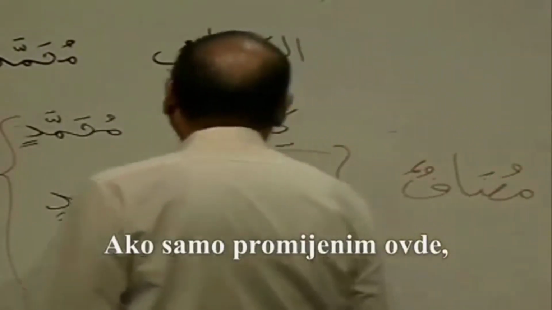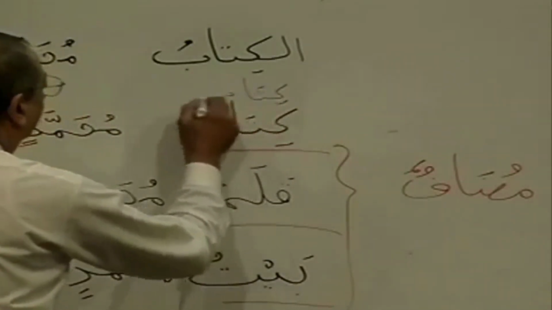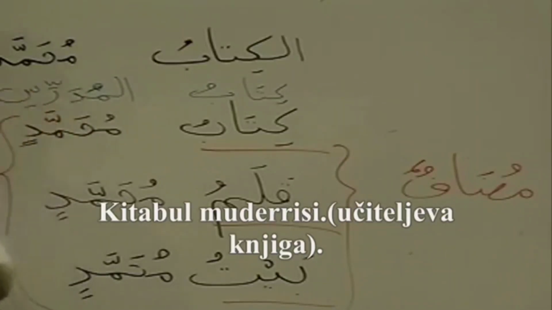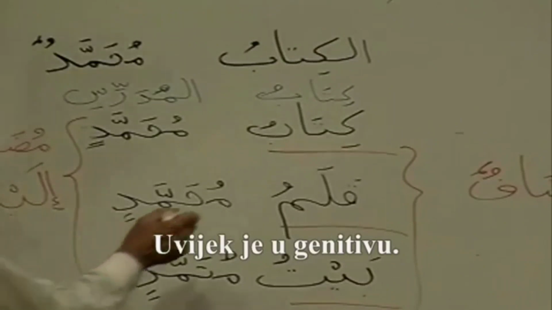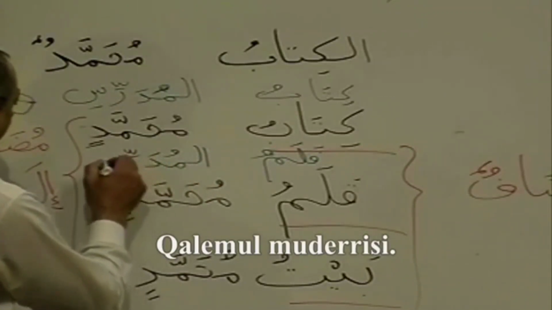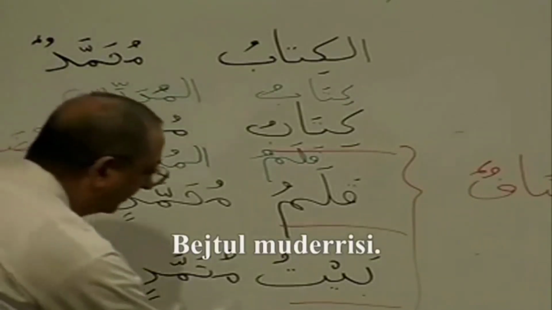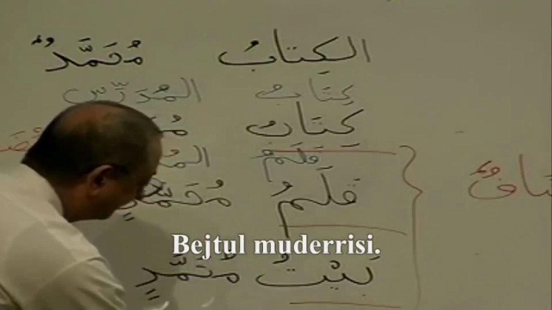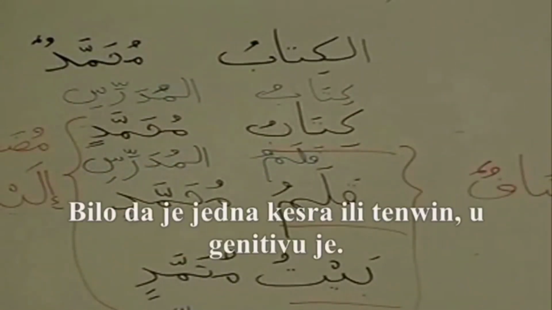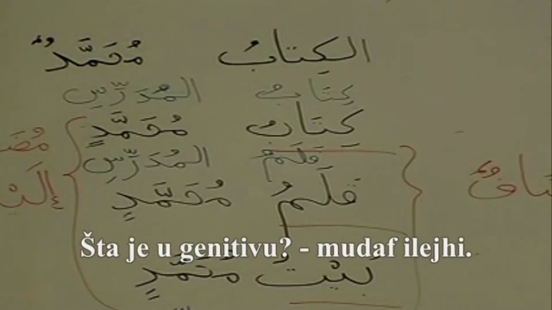If I just change this, brother and sister, look at it, brother. Kitabul Mudarrisi. Are you with it? Majroor, always. Kalamul Mudarrisi. Are you with me? Baitul Mudarrisi. Are you with me? Whether it is a single kasra or a tanween, but it is majroor. What is majroor, sisters? Mudaf ilayhi.